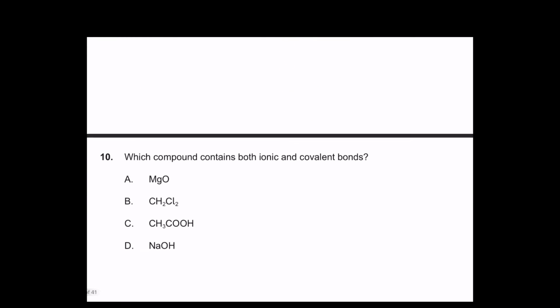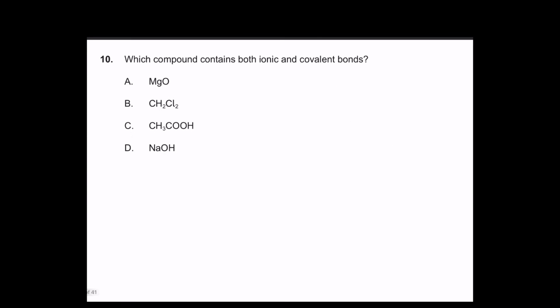Now let's move to question 10. We have to find which of the following compounds contains both ionic and covalent bonds. Let's do an option-wise analysis. In MgO, it is completely ionic because you have Mg2+ and O2-. There is only an ionic bond, so A is not the correct answer. Next one, CH2Cl2. You see all of the bonds here are covalent bonds, so this is also not the correct answer. Third one, CH3COOH. This again has all the bonds as covalent bonds.